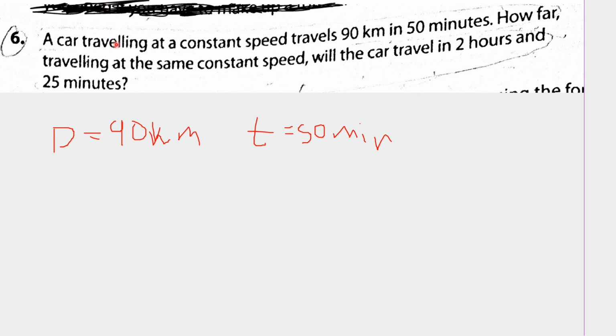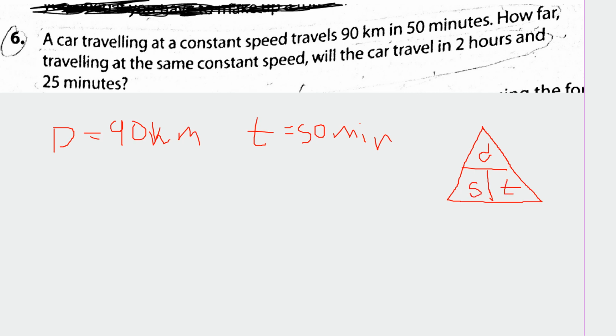Okay, so basically in this question, we have to calculate the constant speed from the first statement which is given to us: a constant speed travels 90 kilometers in 50 minutes. Remember, you have this triangle that you can use to determine the equation of distance, time, and speed. So at the top is D, and then you draw a line, then at the bottom is S, and then there is T.